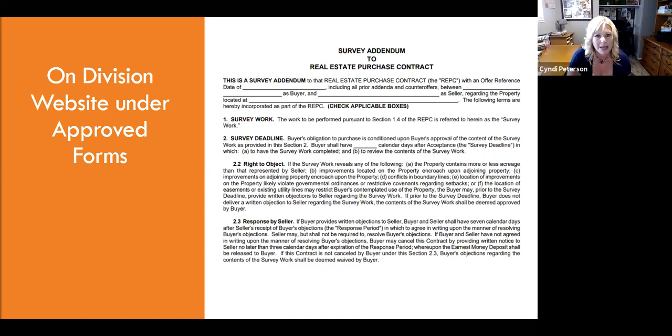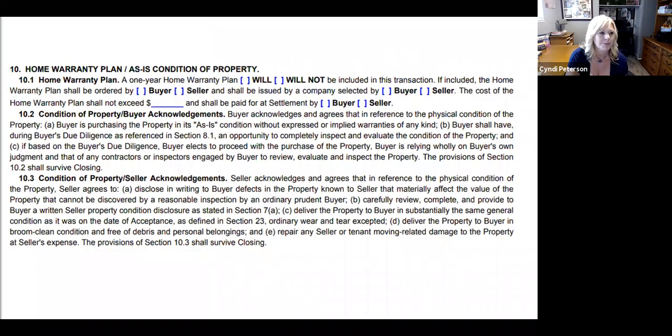So I'm not going to go into a lot of detail with this because most of you will never use this. I just want you to be aware that if you do need something that has to do with the survey, it is on the division's website under the approved forms. Okay, so any questions up to this point on any of that or anything you want me to go back over and review with you?